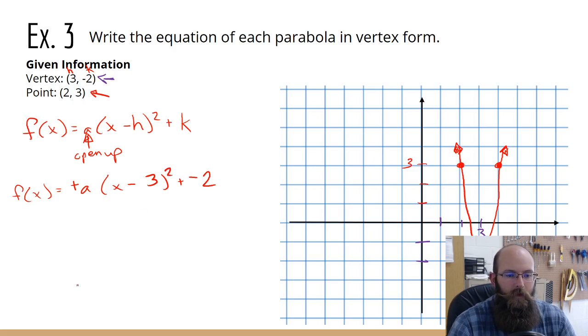Now what do I do, right? I don't know what else to fill in here. I don't have any other information. But wait, we do. I told you, and it was given to you, this point, 2, 3. Let's plug that in. Again, it's your x and your y. F of x is a fancy way of looking at y. So my x is then 2. Oh, I didn't mean to write y. I meant to actually write the number. So that's 3 equals a times 2 minus 3 squared plus, well, I can just write -2, can't I?